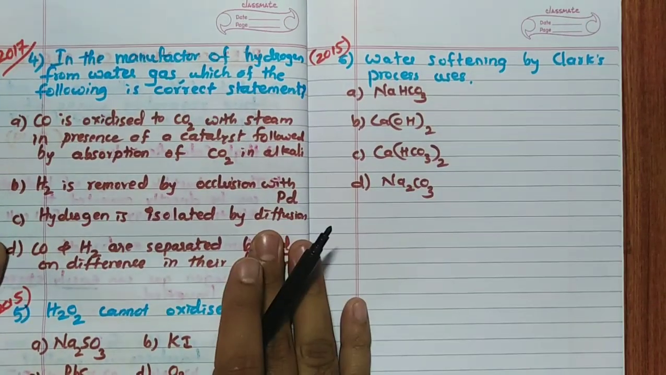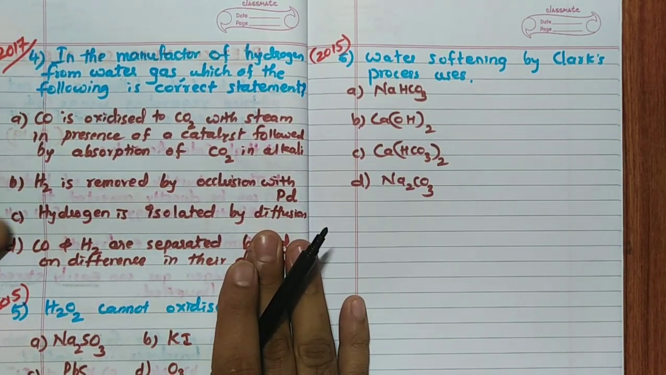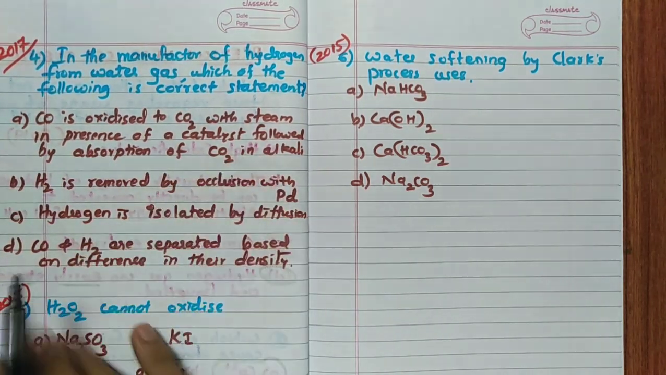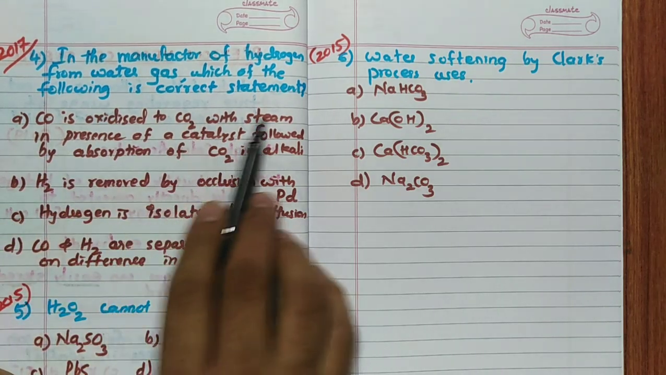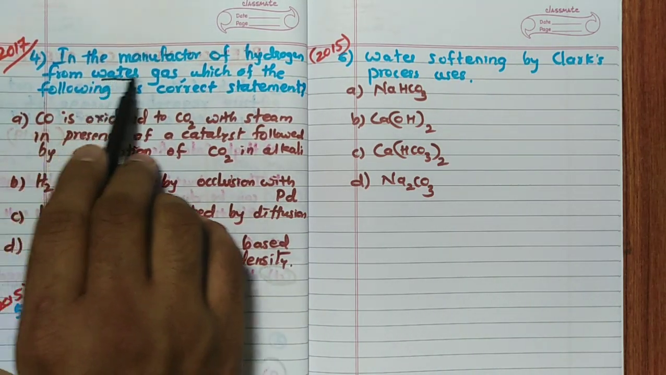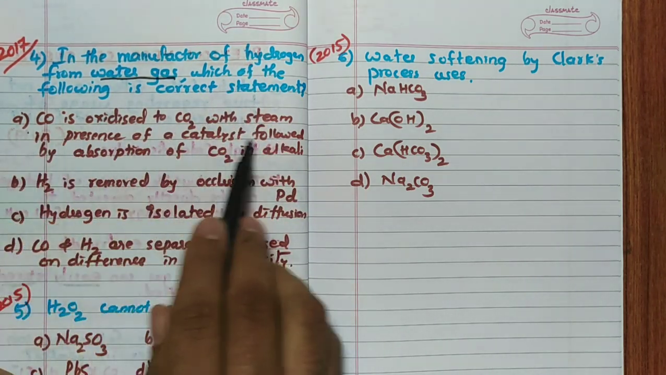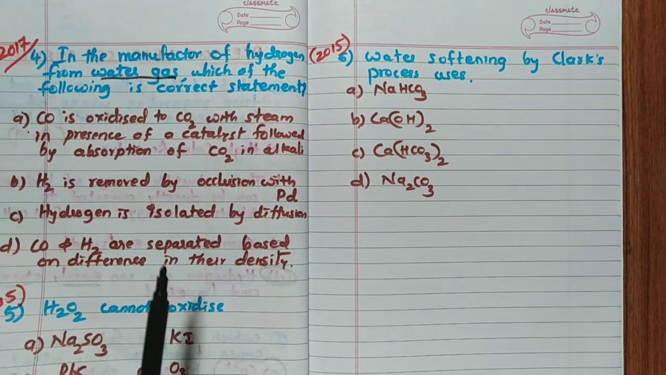Here, in the manufacture of hydrogen from water, 2017, which of the following is the correct statement? I told you, water gas is nothing but CO plus H2. In that CO plus H2, CO is oxidized to CO2 with steam in presence of a catalyst, followed by absorption of CO2 in alkali. So this statement you can see.